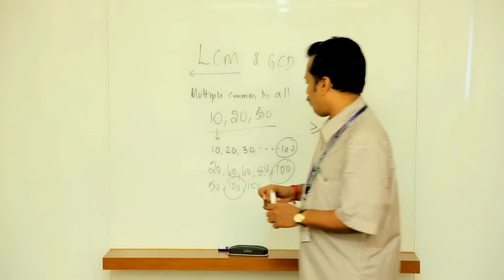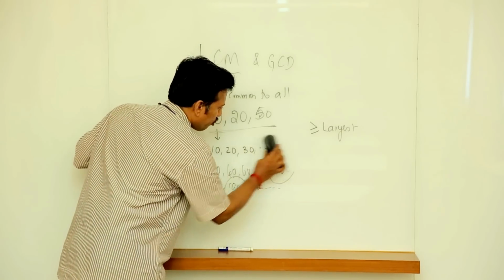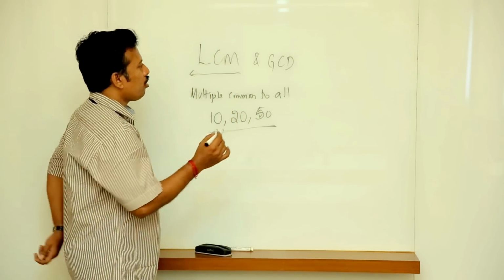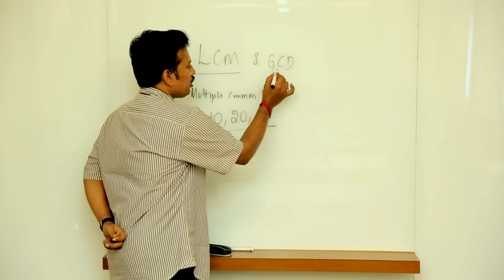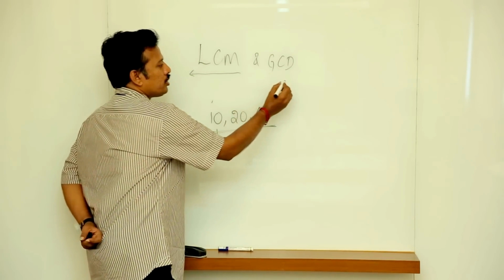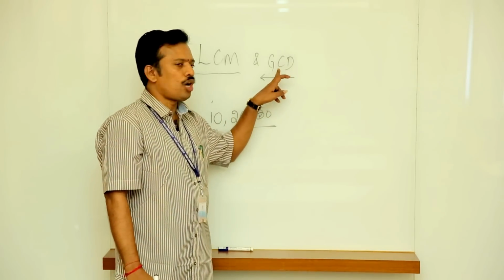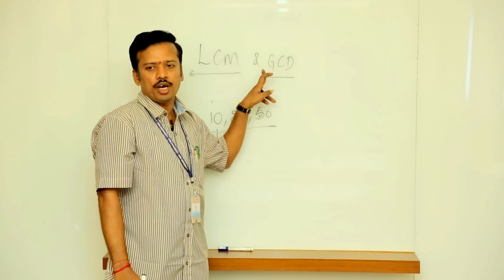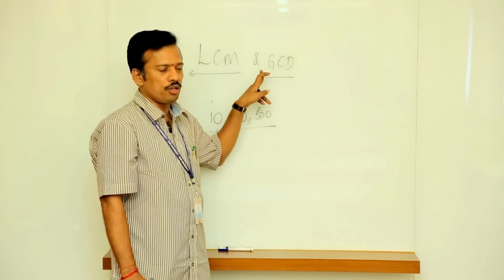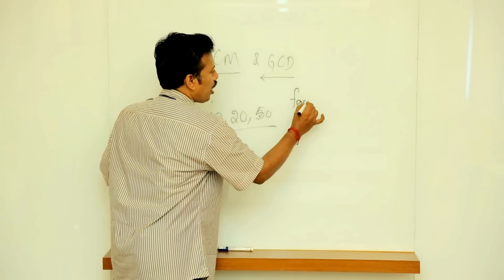Similarly, let us go with the GCD of these numbers. What is GCD? It is nothing but the greatest common divisor. When you read it this way, it is a divisor common to all, greatest in its value. So, what are called divisors? Divisors are nothing but factors.